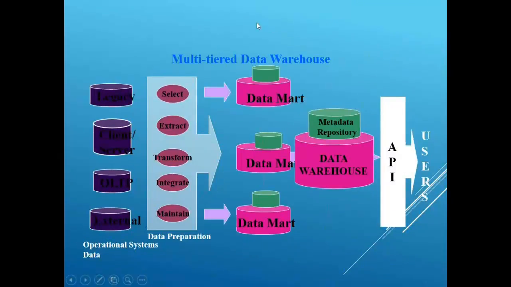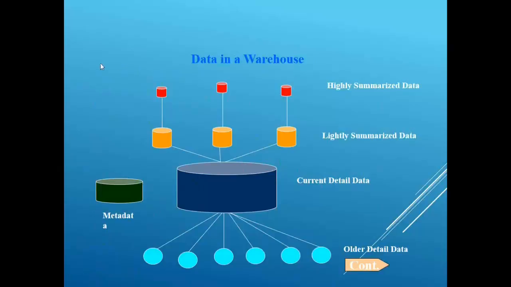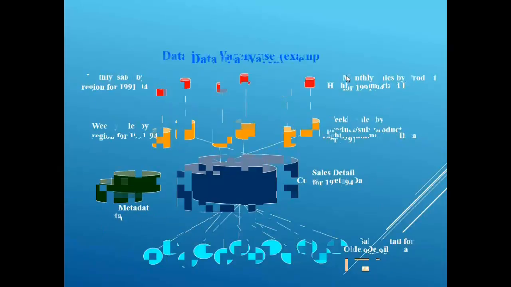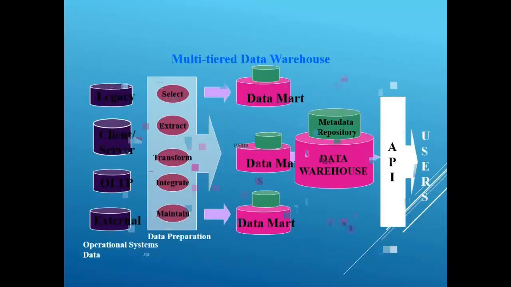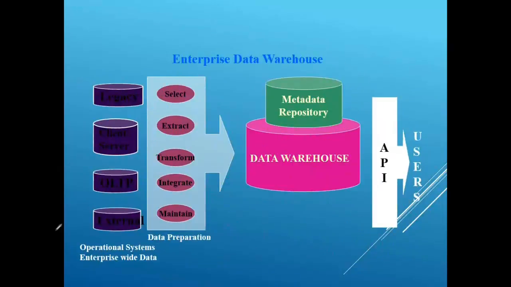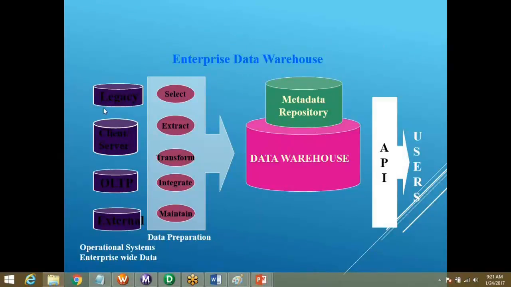So the previous one is Inmon's approach. And you can see here the data in the data warehouse is summarized at different levels: highly summarized, lightly summarized, and currently summarized. You have the monthly summarization, which is the highly one, weekly summarization, which is the lightly one, and daily summarization is the normal one. Most of the time the enterprise data warehouse architecture will be widely used. So that is about how the architecture of the data warehouse is present.